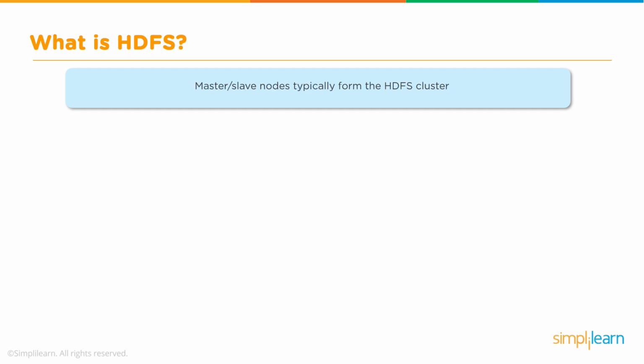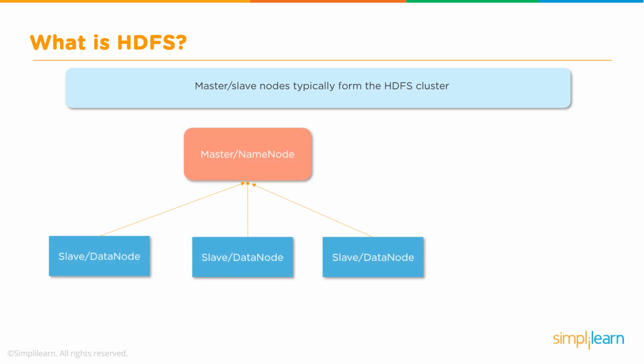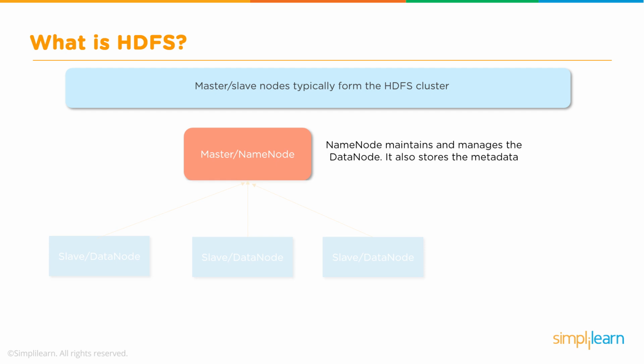And we talk about master-slave. Master-slave nodes typically form the HDFS cluster. So you have your master, which is your name node, the one in charge, and then you have your data nodes or your slaves. So your master controls the slaves and gets them to do all the work. The name node maintains and manages the data nodes. It also stores the metadata, so it stores what's going on across the Hadoop file system.